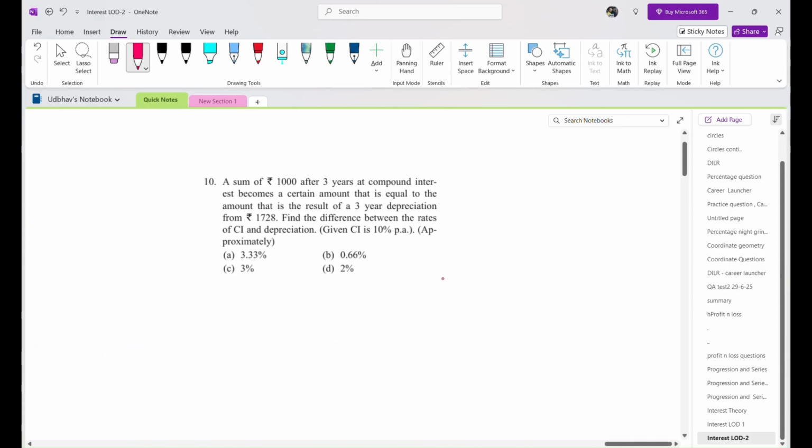Next question. A sum of 1000 after 3 years at compound interest becomes a certain amount that is equal to the amount that is a result of a 3-year depreciation from 1728. Find the difference between the rates. Given compound interest is 10% per annum approximately.